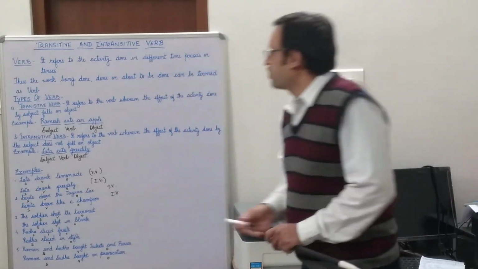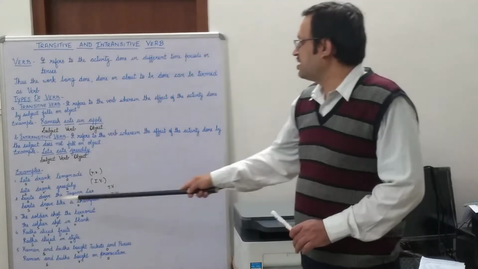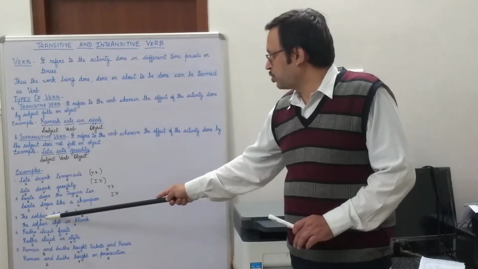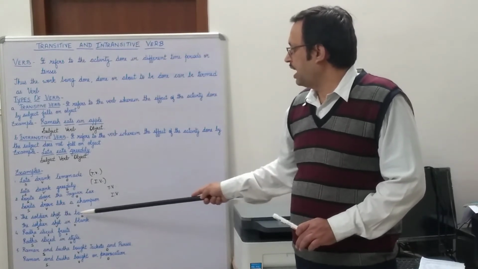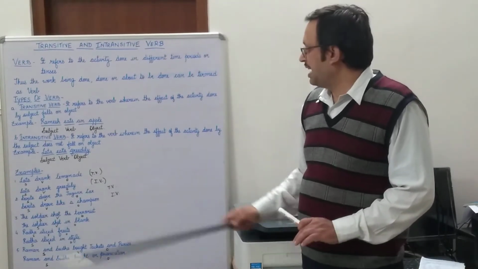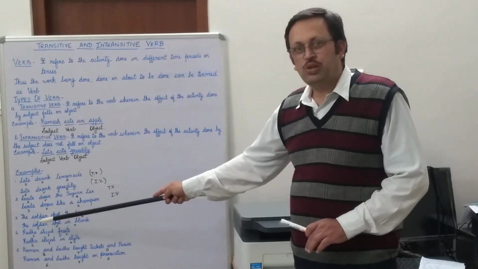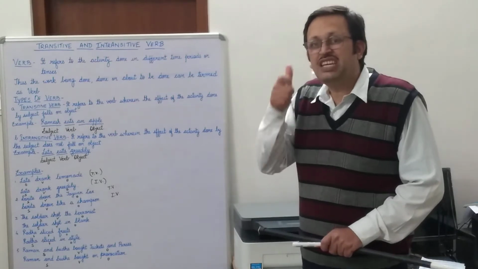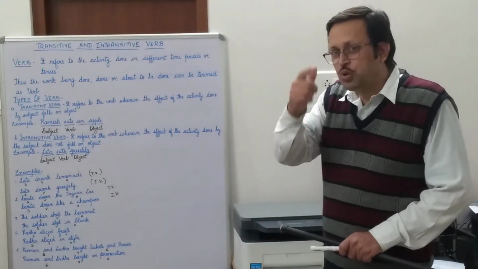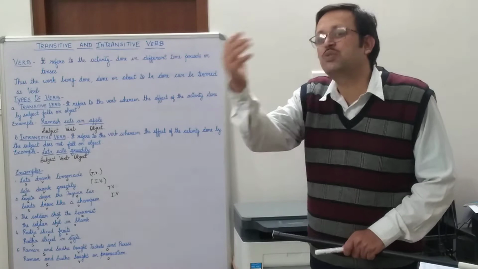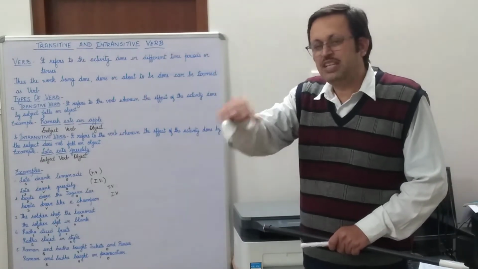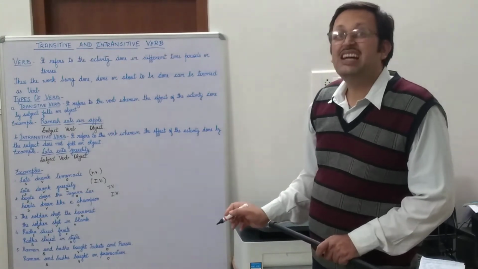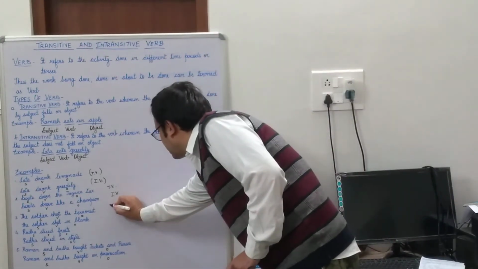Okay. Now the third part. The third is "The soldier shot the terrorist." So here the subject is soldier, the verb is shot, and the object is terrorist. And what work is being done by the soldier? That is the subject. The soldier, he has shot the terrorist. So here the effect of the activity has come on the object. The terrorist is getting killed. So again this sentence is a transitive verb sentence.